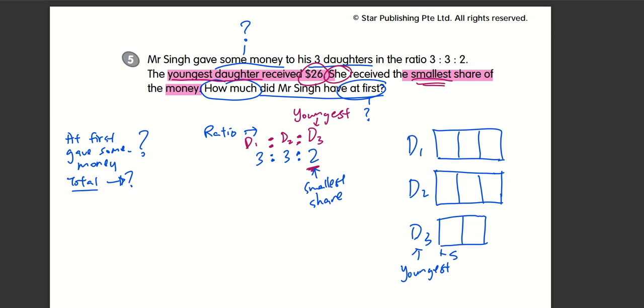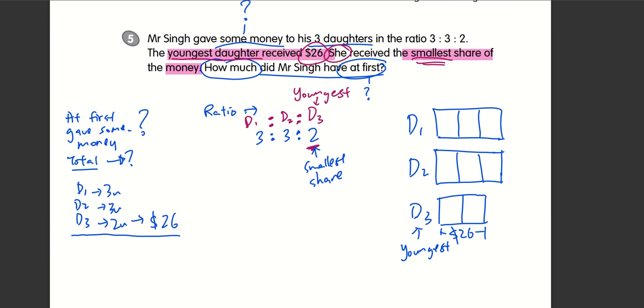So the 3 daughters, daughter 1, daughter 2, daughter 3, 3 units, 3 units, 2 units, and this is given to be 26. Okay, so this is the important statement here. So ultimately, the question asks, how much did he have at first? So it's this one, this total amount of money.